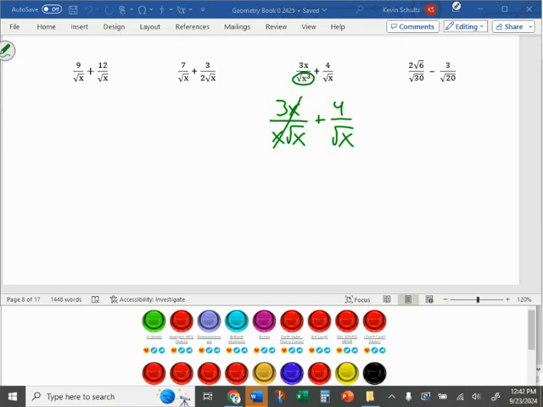That's going to leave us with 3 over root x plus 4 over root x. 7 over root x. Our roots are the same, our denominators are the same. We go back to the rules for adding and subtracting fractions. The numerators change, the denominator does not. 7 over root x would be our final answer. Yay! Okay? Can I do one more on the bottom row?